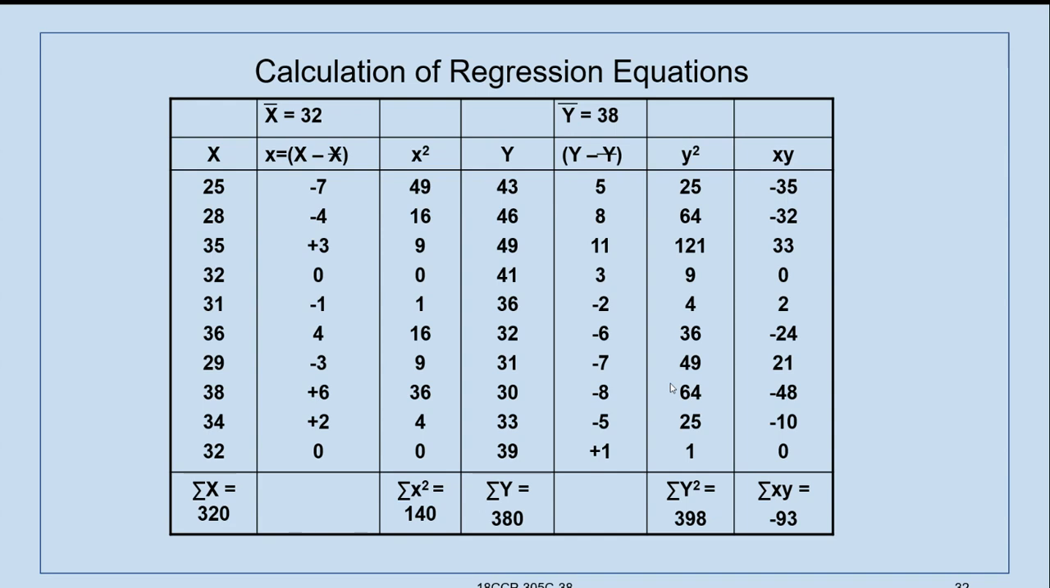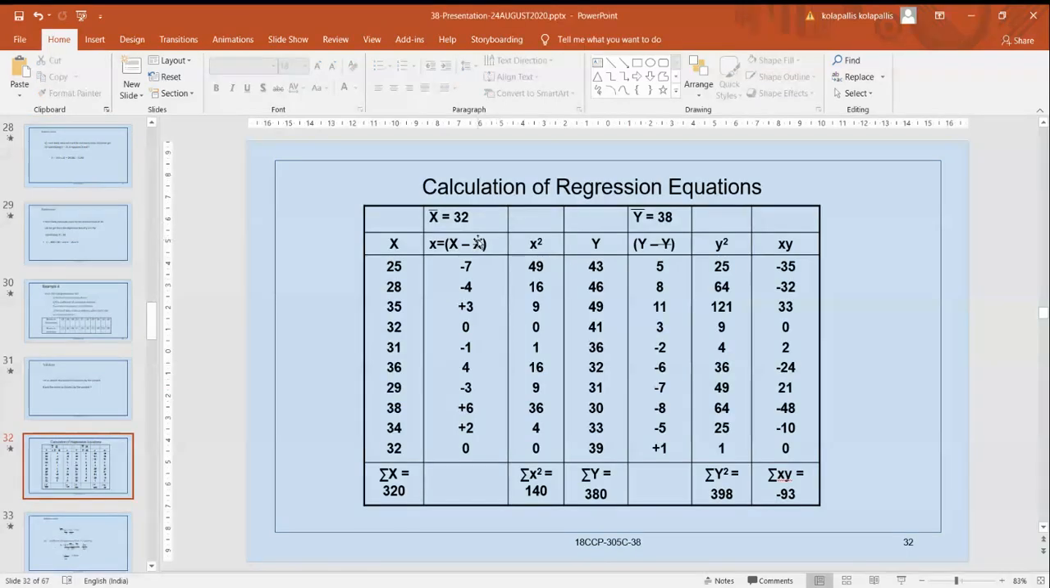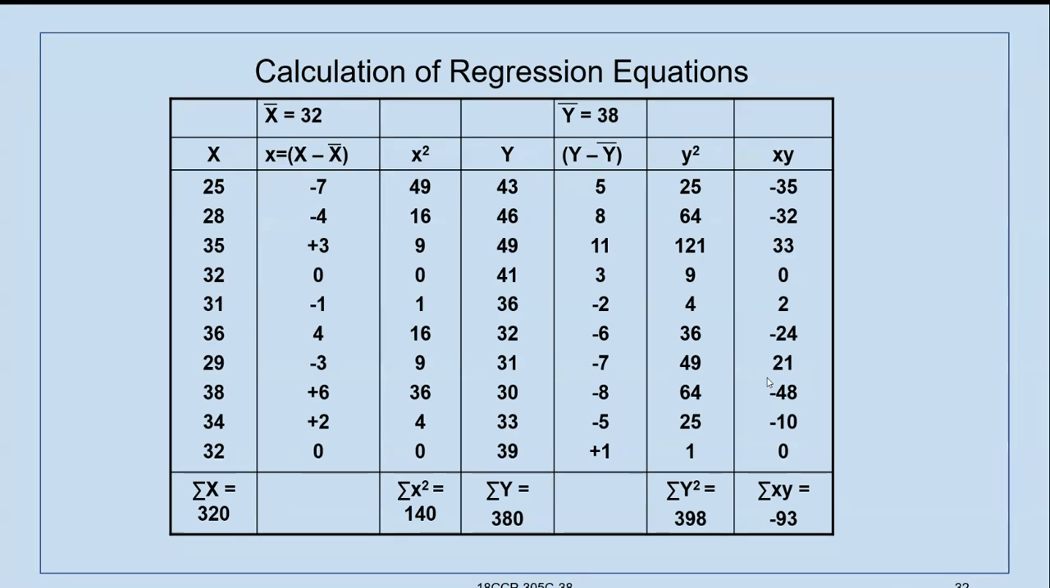Similarly, we will take the table also and calculate all the necessary required values to substitute these values in the formula. We have taken the values of sigma x square, sigma y square, sigma xy. We have taken actual mean to calculate the regression equations.